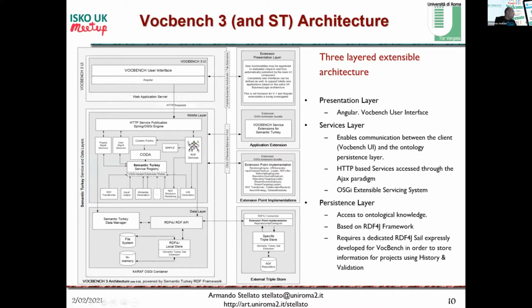This is the architecture. I won't go into the details now, but just to show the typical three-tier architecture: the user interface, the business logic and the middle layer, and then the data layer with the connection to the triple store. Another important part is on the right, because you see that every part can be extended.